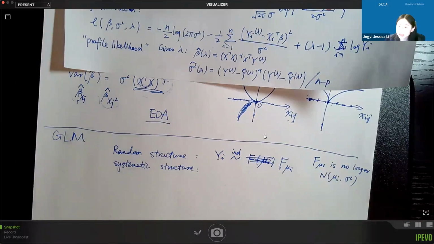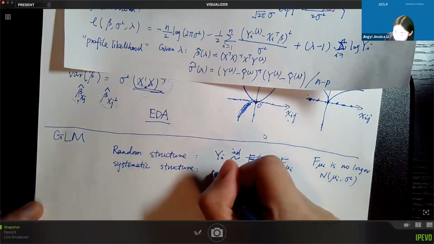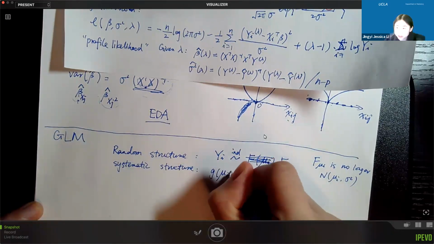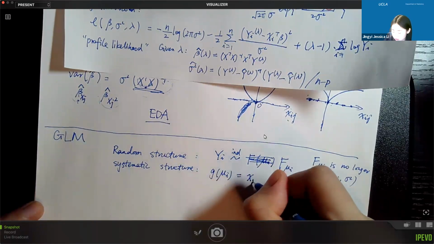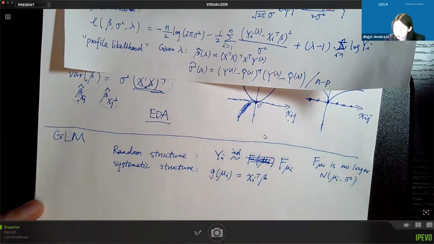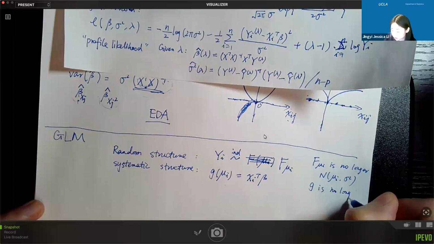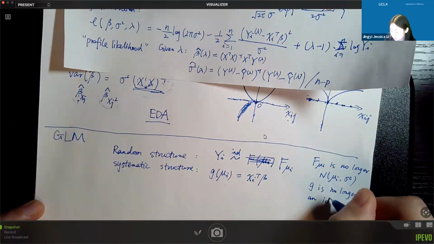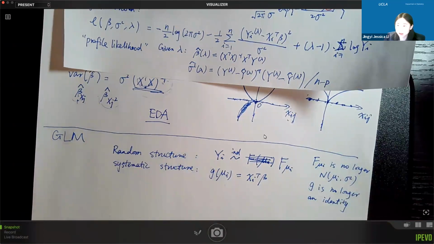And for the systematic structure, we also have some generalization. We're not assuming mu i is directly a linear function of the predictors. Instead, we're assuming that subject to some transformation, a function g on mu i, this g(mu i) is a linear function of the predictors. So g is no longer an identity function. These two generalizations give us GLM.